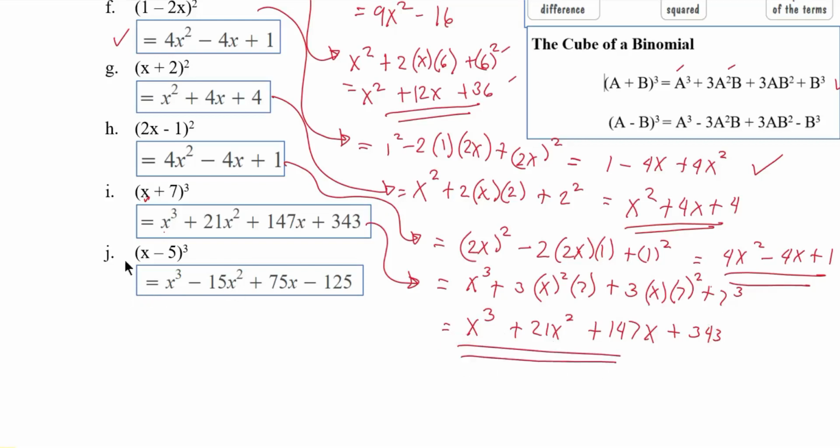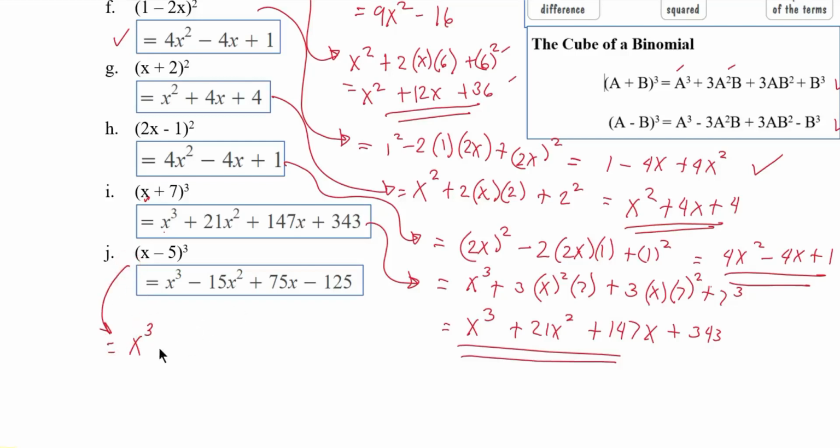Last letter, so we have again the cube of a binomial. This time we are going to use this formula, the cube of a binomial. Again, using the formula a cubed, or the first term.